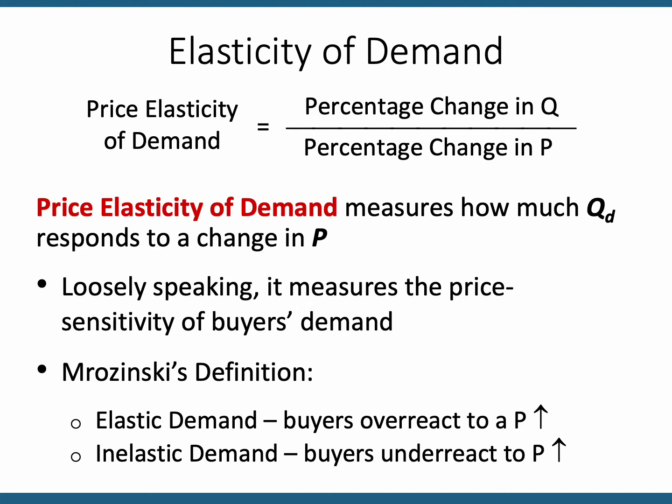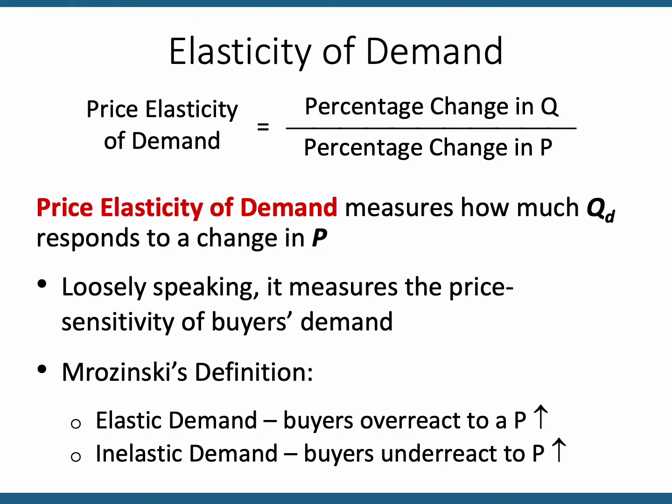Now, the way I like to think of this, I've never seen this explained this way by anyone else or in any textbooks, but the way I like to think of it is the demand for a product is elastic if buyers overreact to a price change, such as a price increase. It's inelastic if buyers underreact to a price change, such as a price increase. So let me give you an example.